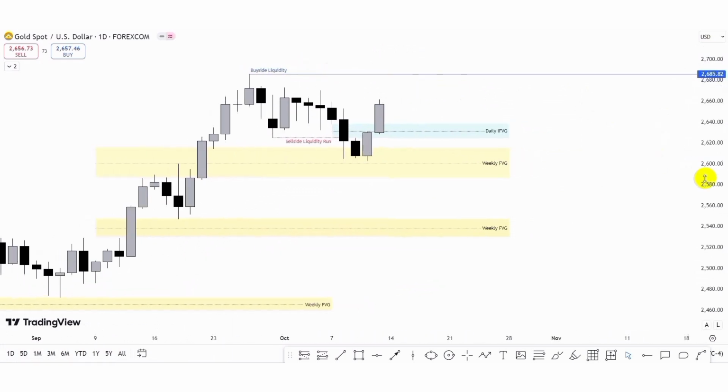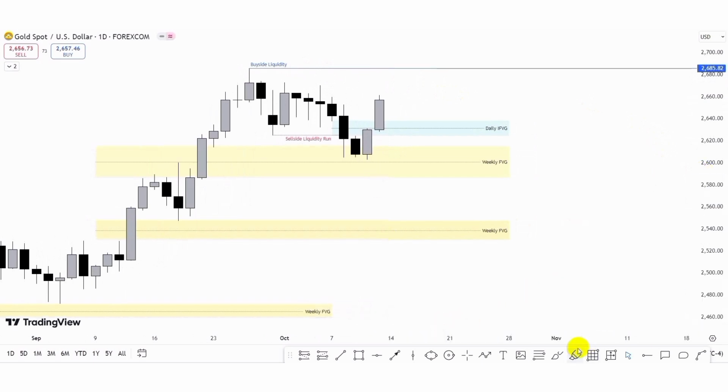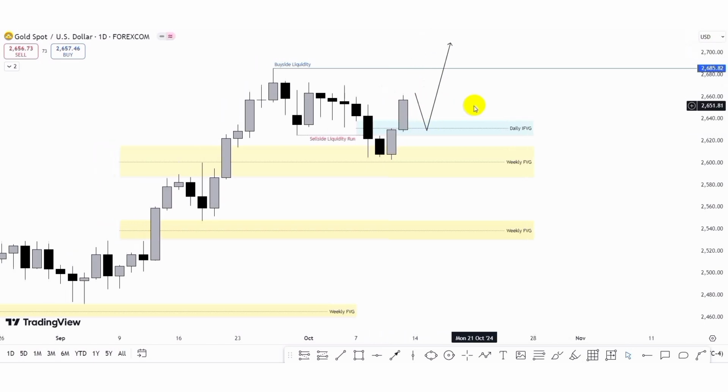So what I'm expecting to see in the gold pair is that price will return, pull back into the daily inversion fair value gap, and then we have the continuation of price to the upside. So this is actually my expectation, to see the pullback of price into this daily inversion fair value gap, and then we have the push of price to the upside. So let's check the 4-hour time frame and see.